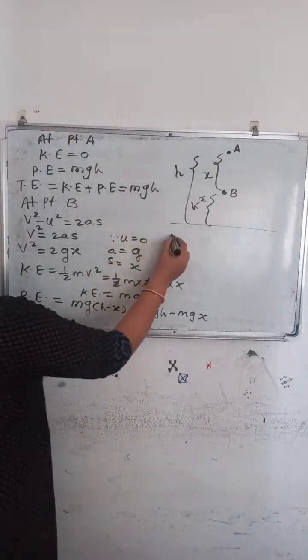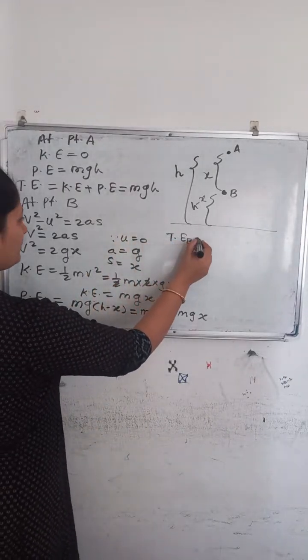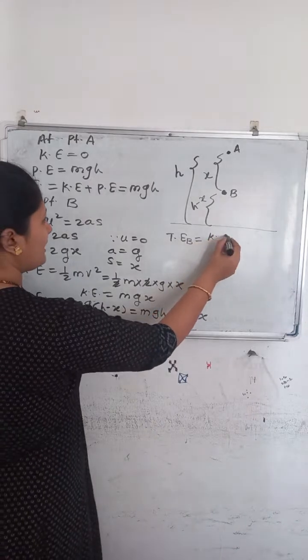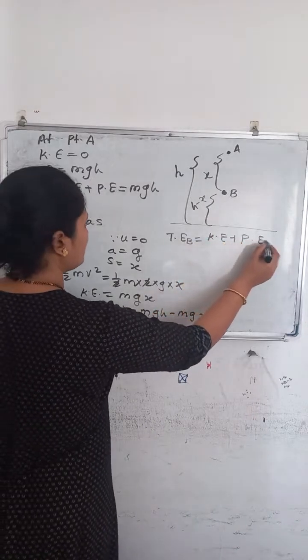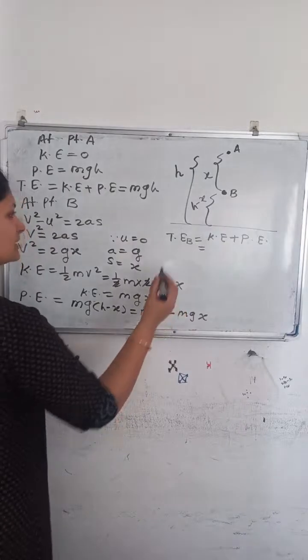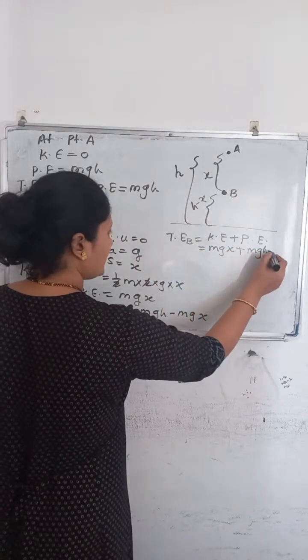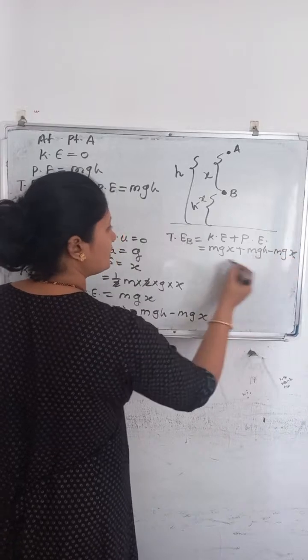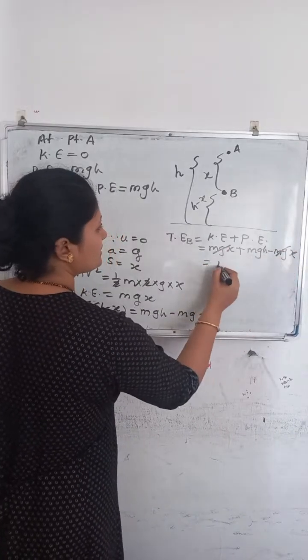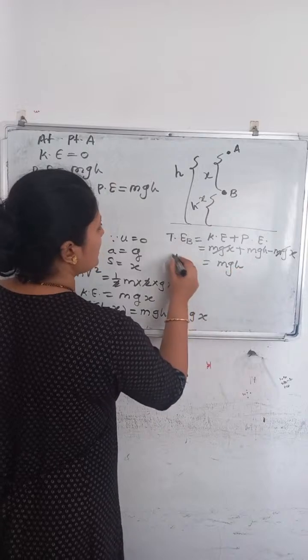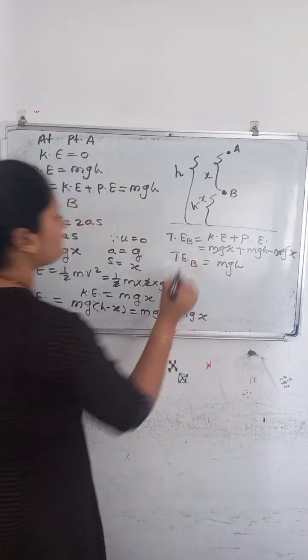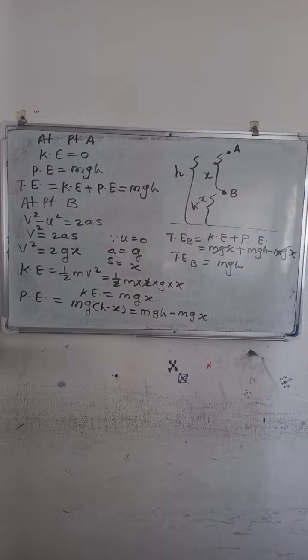So the total energy at point B is kinetic energy plus potential energy. Kinetic energy is mgx, and potential energy is mgh minus mgx. So mgx minus mgx gets cancelled and mgh is the total energy at point B. If you check, the total energy at point A and at point B is mgh.